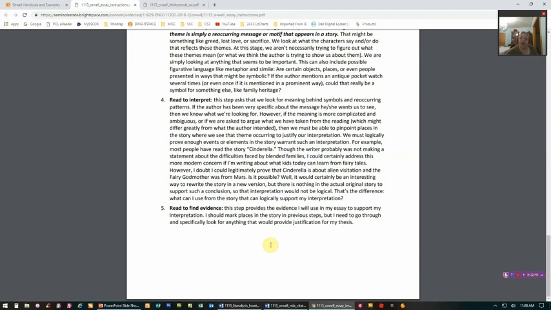So now you go back and you look for that. And I'm not saying that these have to be specifically separate stages. The more you do this, the more comfortable you are with analyzing, the more some of these things take place at the same time.